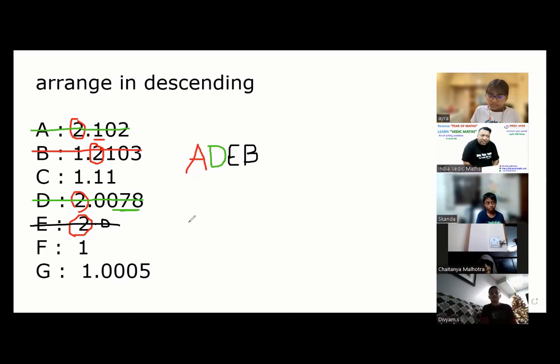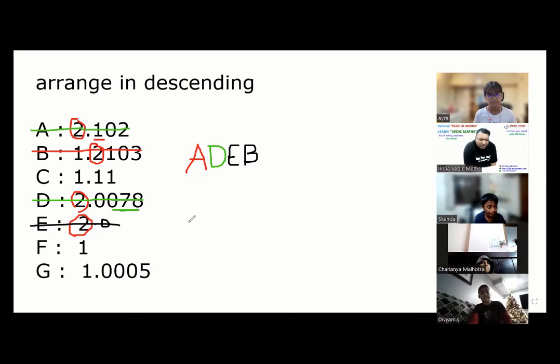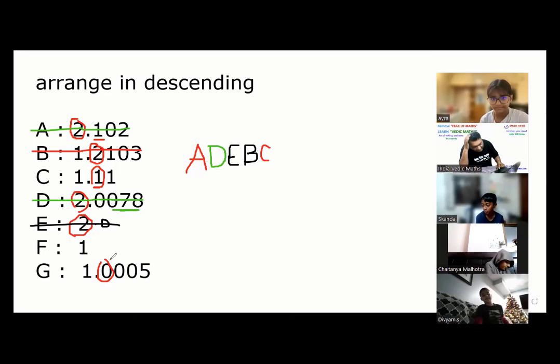No, we have C and F and G. Between C, F and G, Divyam, which is biggest? C is 1.11, F is 1 and G is 1.000. It is C, because, explain to all of us. Because there's one as a whole number, but then after the decimal 1 is there. In G, after decimal 0 is there. Correct? So C is done.